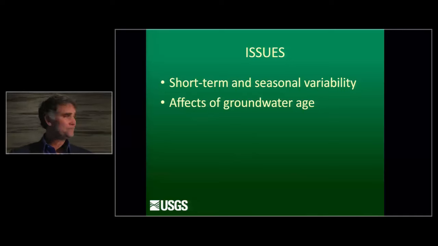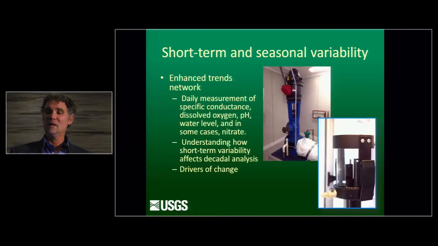What we've done about that is we've developed a network called the Enhanced Trends Network. It is a series of wells. We have 8 networks across the country with about 3 wells each. Some of them are public supply wells that are pumping continuously. Others are monitoring wells. And some are even domestic wells, which are a little tricky to instrument. What we do is we measure daily specific conductance, DO, pH, some field parameters, and water levels. And in some cases, we actually have continuous nitrate monitors on these wells.